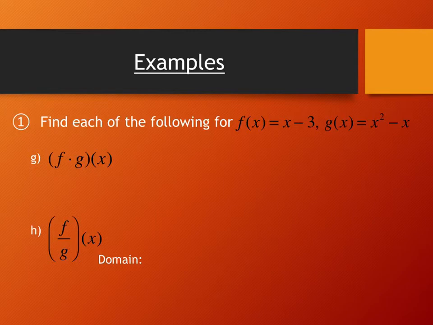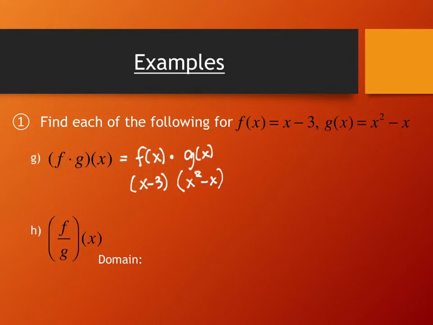G has the multiplication and then H has the division, again, with the arbitrary x in there. So we do them exactly the same way. This is saying I'm going to multiply. So I'm going to have f of x times g of x. F of x is x minus 3. G of x is x squared minus x. So what do we have to do on this one? FOIL, or distribute, right? We're going to multiply it all out.